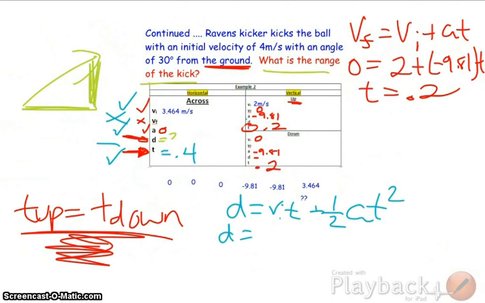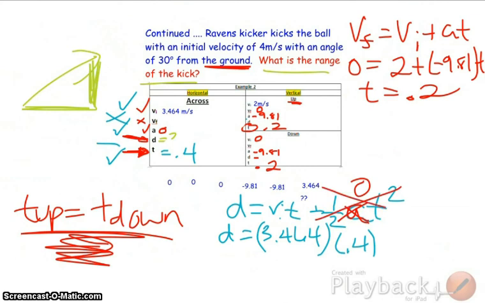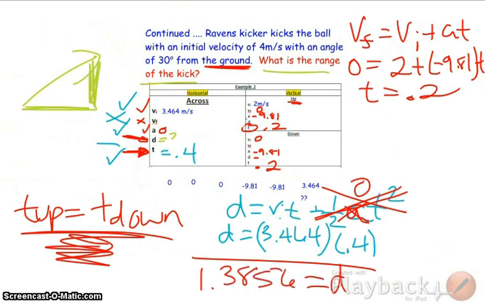D equals VI, 3.464 times T, which is 0.4, plus 1/2 AT squared. Now A is 0, which means this whole thing is 0. So D is just 0.4 times 3.464. And we get 1.3856 meters.